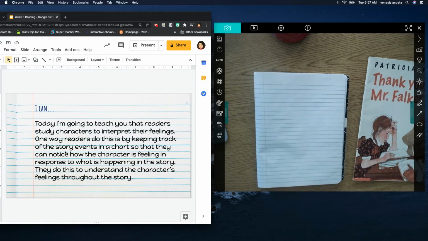Today, I'm going to teach you that readers study characters to interpret their feelings. One way readers do this is by keeping track of the story events in a chart so they can notice how the character is feeling in response to what is happening in the story. They do this to understand the character's feelings throughout the story.